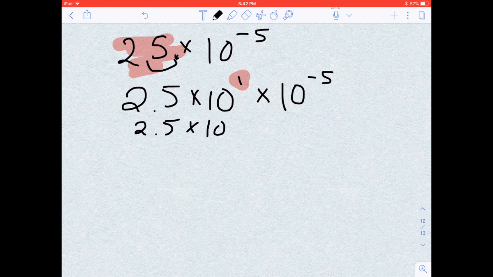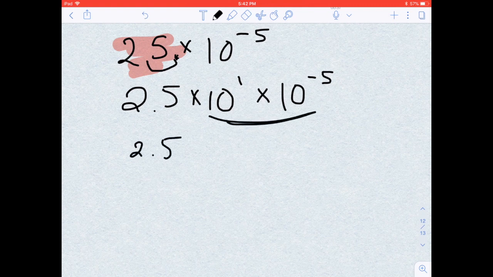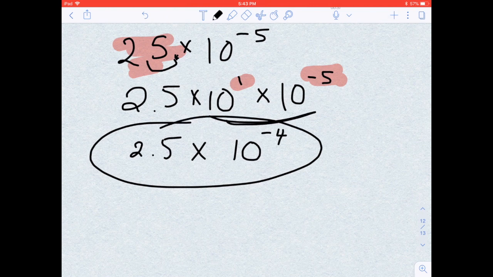Okay, so now I have 2.5 times 10 to the 1 times 10 to the negative 5th, so I need to simplify this part. I just bring my 2.5 down, my times down, and then I'm going to get base 10. I'm going to have a 1 and a negative 5. With that 1 and that negative 5, I'm going to add them together, and I'm going to get negative 4. And my answer is 2.5 times 10 to the negative 4. All right, that's example 1.